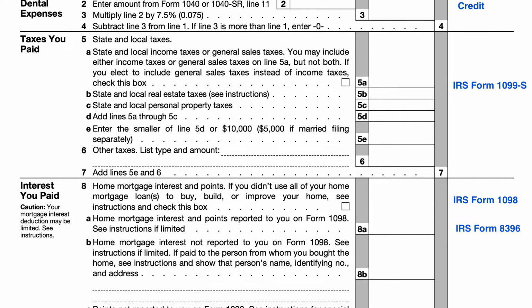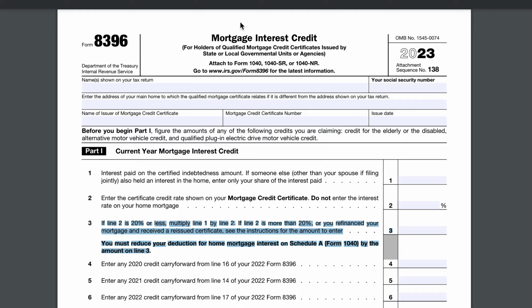This is for certain taxpayers that may have qualified for what's known as a mortgage interest credit or a mortgage credit certificate. So certain states and local municipalities can grant what's known as a mortgage credit certificate, which means they kind of subsidize your mortgage based on certain qualifications that vary from state to state. So if you've received a mortgage credit certificate, you must complete IRS Form 8396 prior.